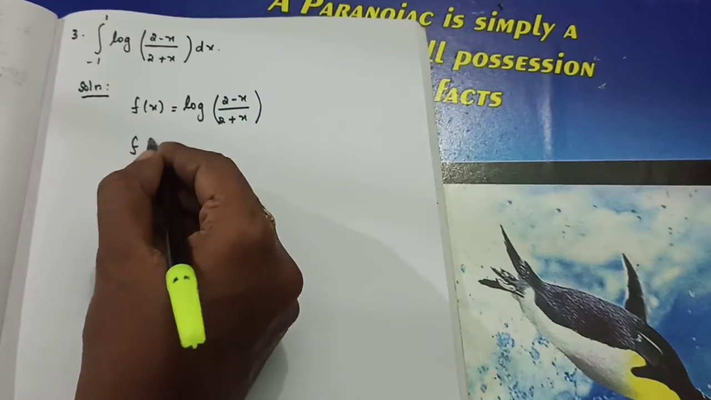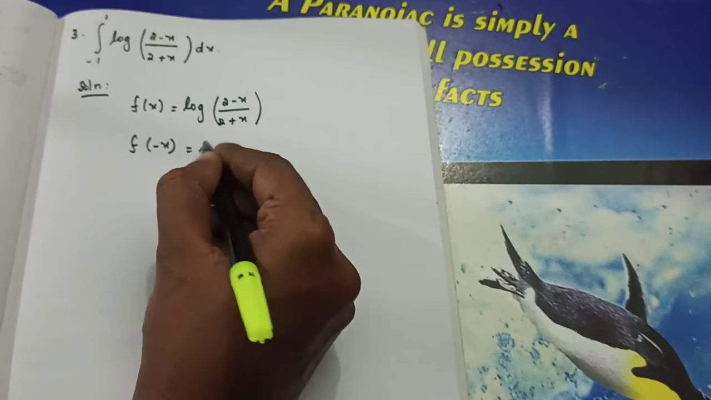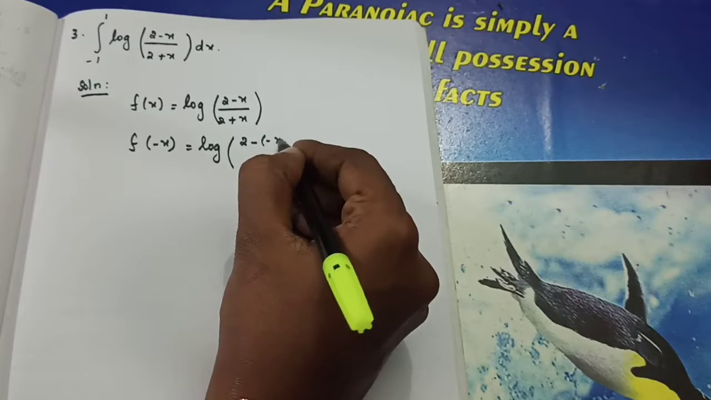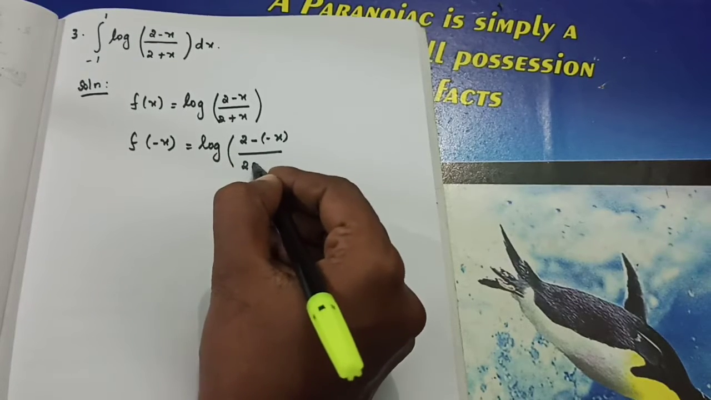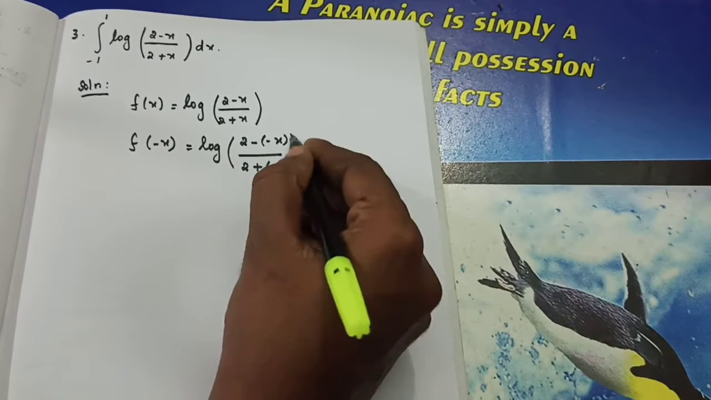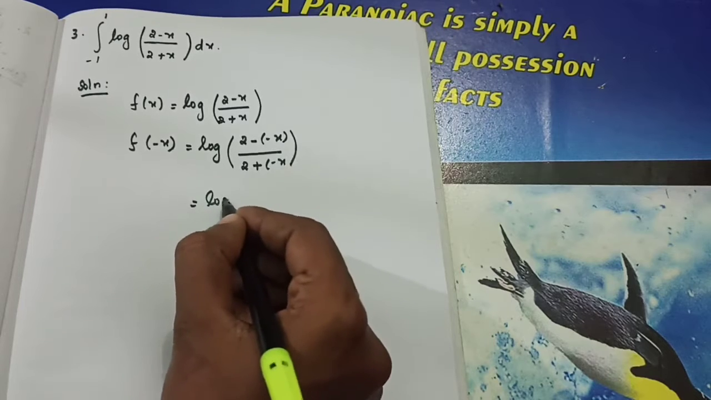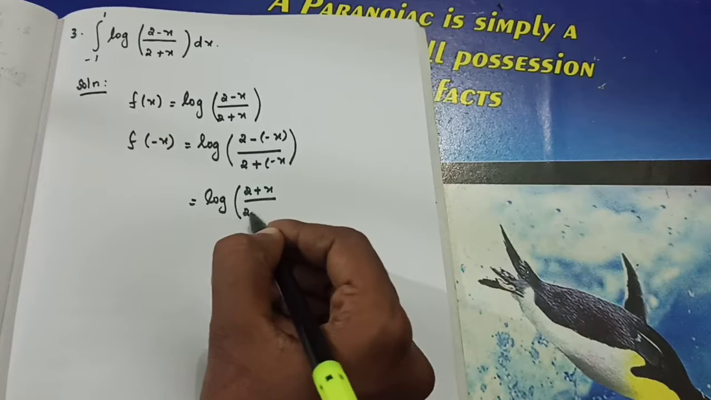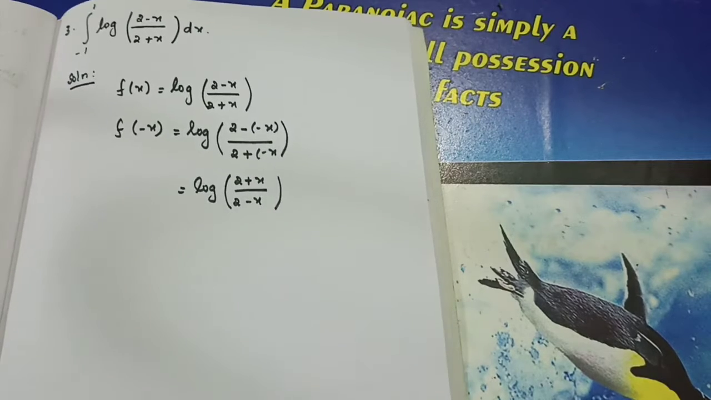Next, what will you do? F of minus x. In the place of x you substitute minus x: 2 minus of minus x divided by 2 plus minus x. So what's the value you get? Log of (2 plus x) divided by (2 minus x).